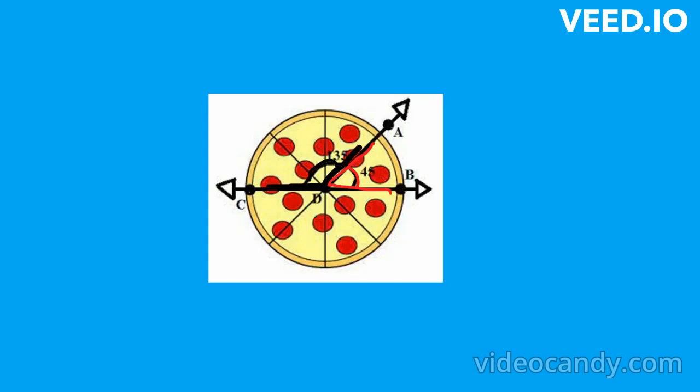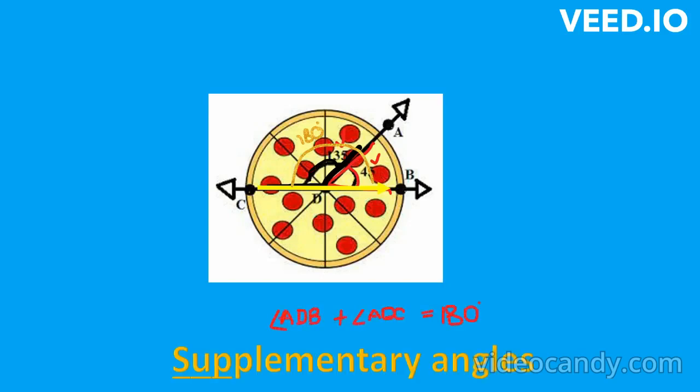So we have two angles here. What do these two angles have in common? They both are lying on a straight line, which means they make up 180 degrees together, right? These two angles put together make 180 degrees, so they are called supplementary angles.